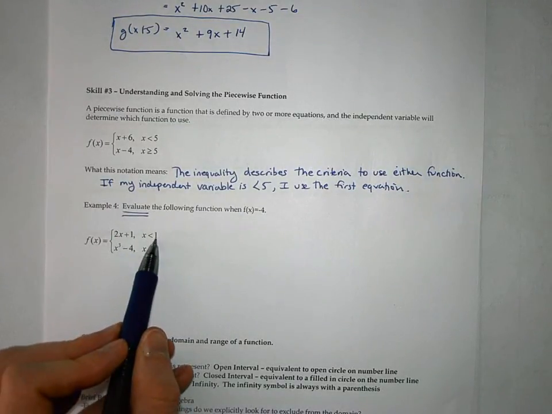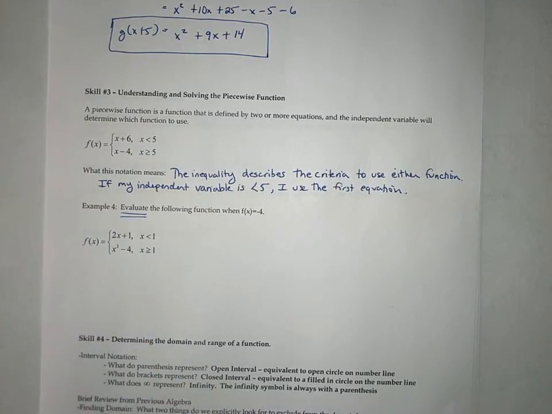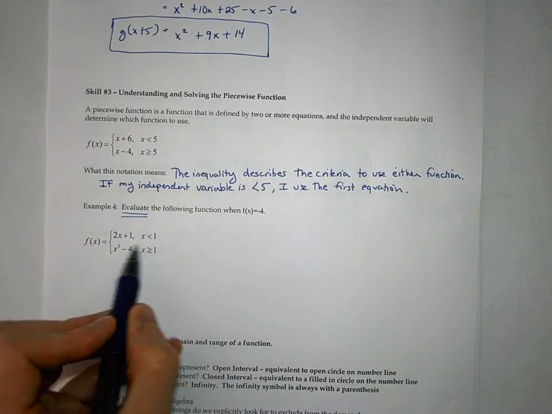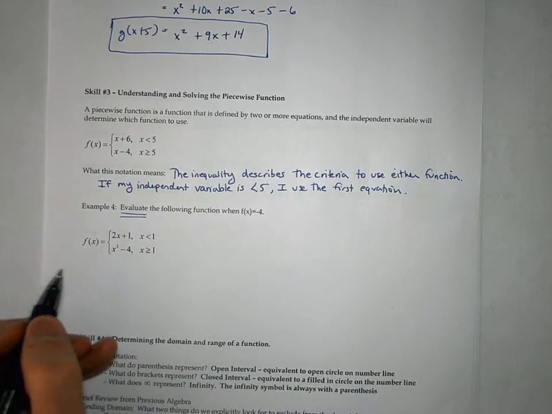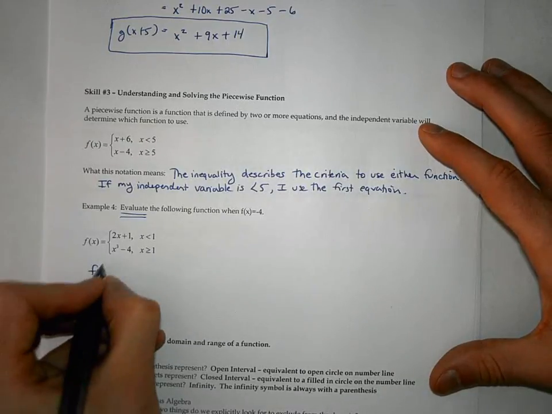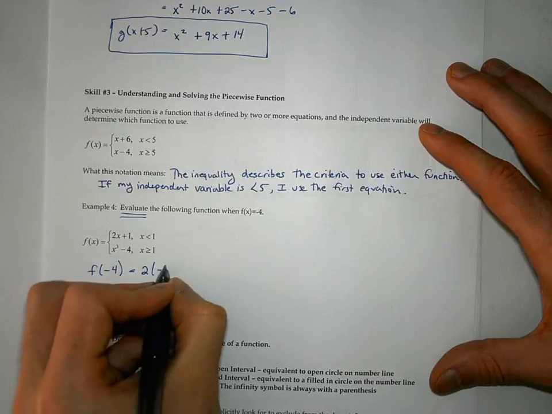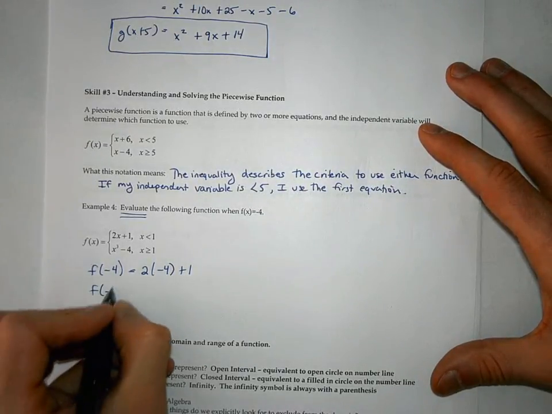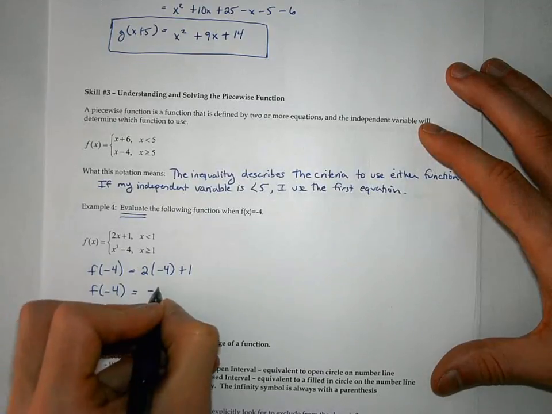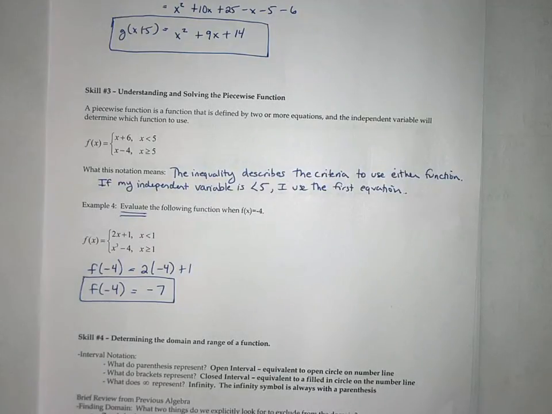Here, -4 is less than 1. -4 is not greater than or equal to 1. So we're going to use the first equation because that's what makes the inequality true. -4 is less than 1. So we're going to use the first equation. So f of -4 is going to be 2 times -4 plus 1, which means f of -4 is going to be -7. Notice I did not plug that -4 into both equations.